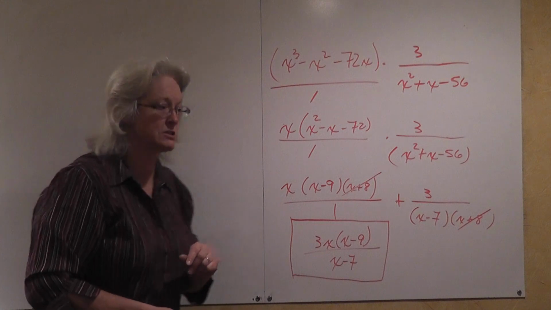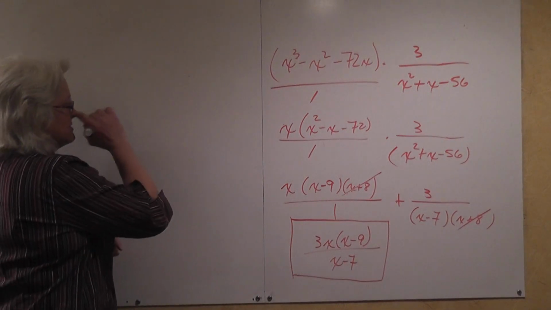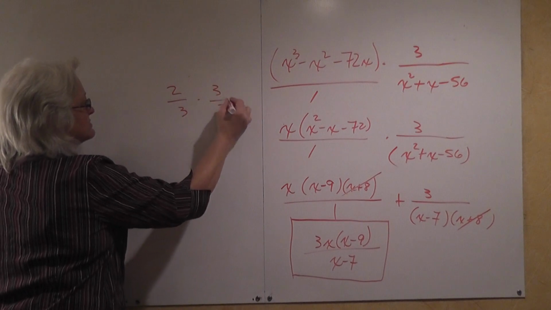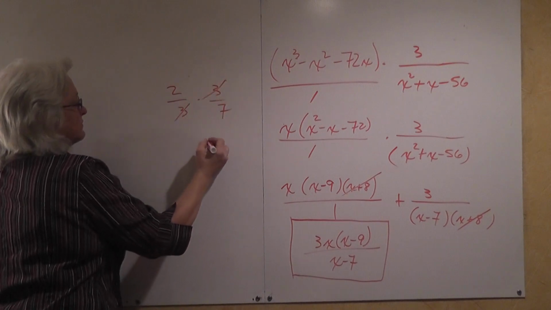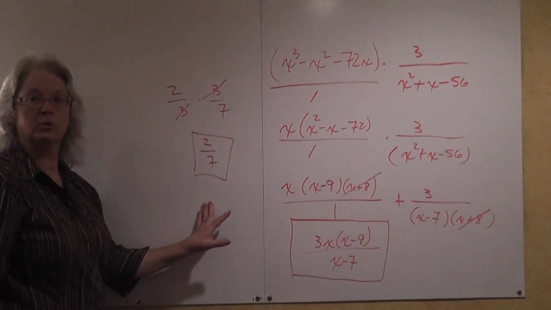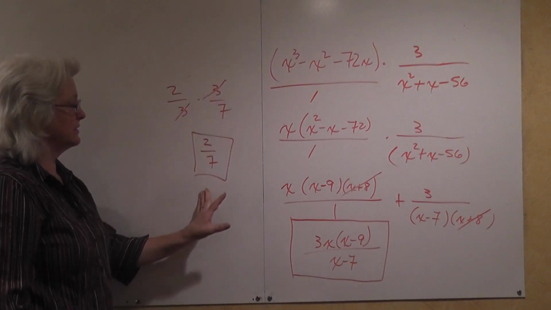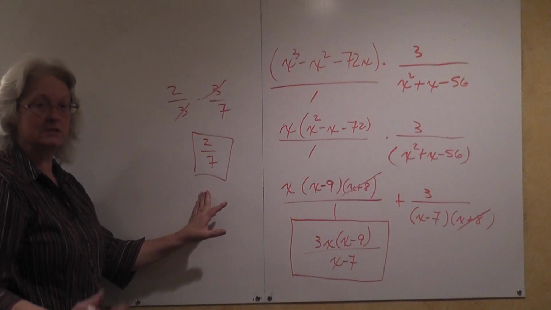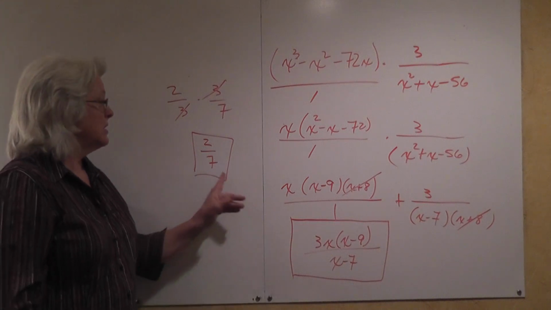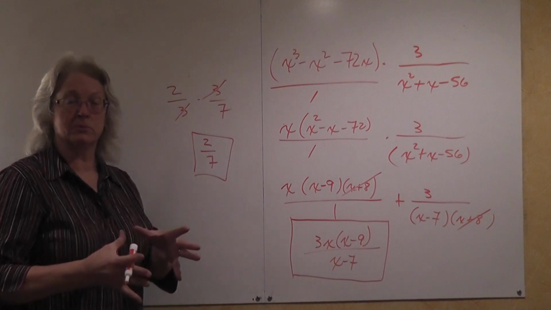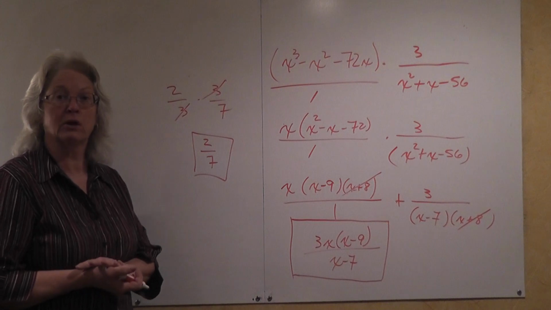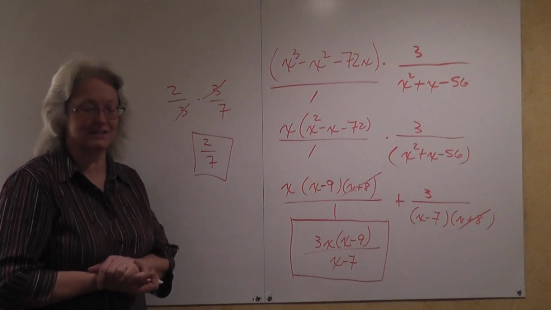And then trust your answers that just look really different, because doing this multiplication to get 3x times quantity x minus 9 over x minus 7 is a lot different than saying 2/3 times 3/7, where we cancel the factors of 3 and end up with 2/7. We're used to something that looks like 2/7 being a simplified form. This looks different to us, but it's the same principles. These are the same procedures that we're using. Go ahead and take your time working on this, and I'll see you next lesson.